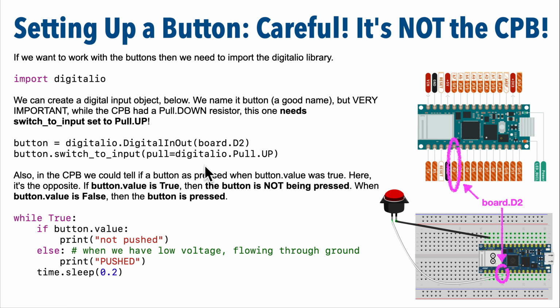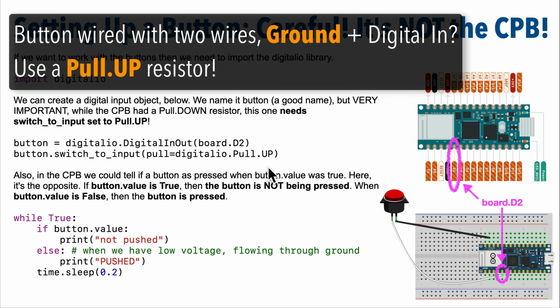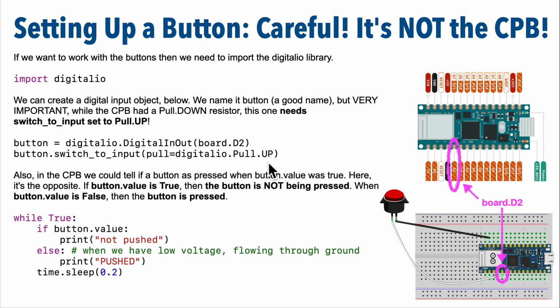But inside the parentheses is where things get different. So on the Circuit Playground board, we set the input with what's called a pull-down resistor. But when working with buttons wired up with a ground wire, we'll be using a pull-up resistor. So in between parentheses, we're going to pass in pull equals digitalio.Pull.UP, with UP in all caps. And I'll describe why in just a moment. Just know that this is the code that you want to use if you're going to wire two wires to your button, one ground and the other a digital input pin. You do not want to copy the code from CPB examples and use it unchanged.